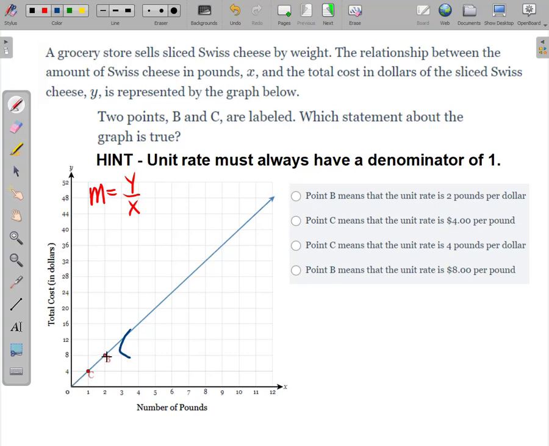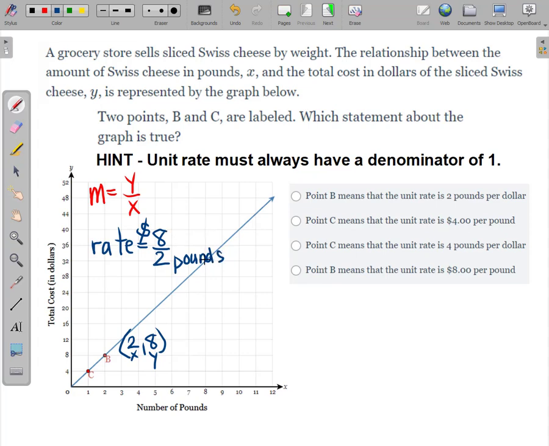Now I'm going to write the ordered pair for point B, and we'll go 2 to the right and up 8. So the ordered pair for that would be 2, 8. Please remember that 2 comes first. This is the number of pounds. And then my Y value that comes after that is going to be $8. So if I wrote the rate for that, I could say my rate is equal to 8 over 2, in which this is $8 and the 2 represents the number of pounds.